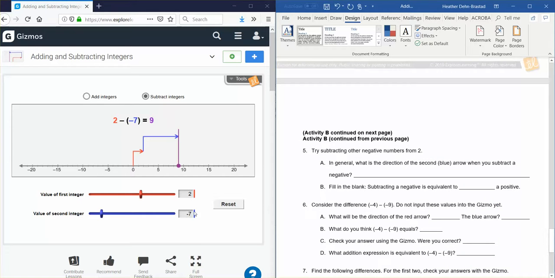Let's try subtracting other negative numbers from 2. What if we subtracted negative 1? Again, 2 minus negative 1. It's almost like we did 2 plus 1. 2 this way, and then 1 more. 2 minus negative 4 is the same as 2 plus 4. So subtracting a negative is equal to adding a positive.